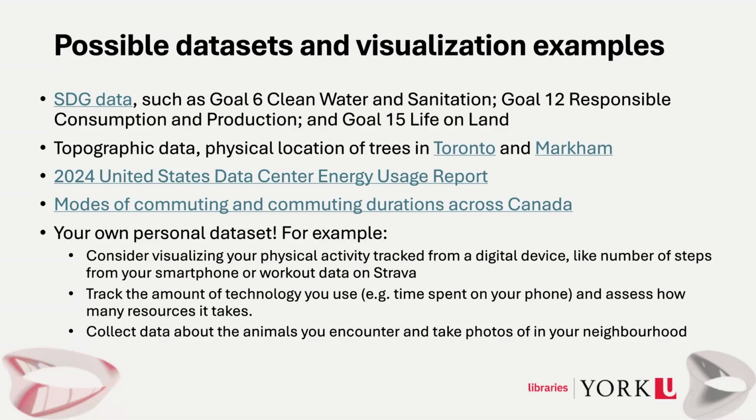But one can also be going to more local data, things like topographic data and the physical location of trees that the City of Toronto and the City of Markham share in their open data portals. They could be looking at the US Data Center Energy Usage Report, so getting data from white papers, or getting data from our government. So we link to some interesting data about the modes of commuting and the commuting durations that people have across Canada. And that one could be looking at Toronto data, or at an Ontario level or Canada level.